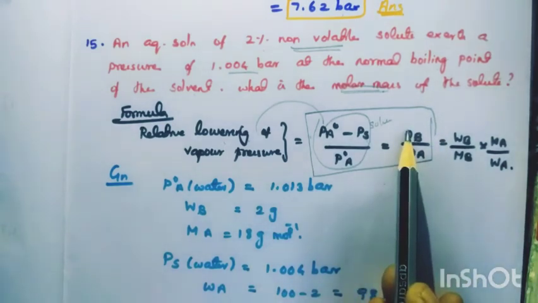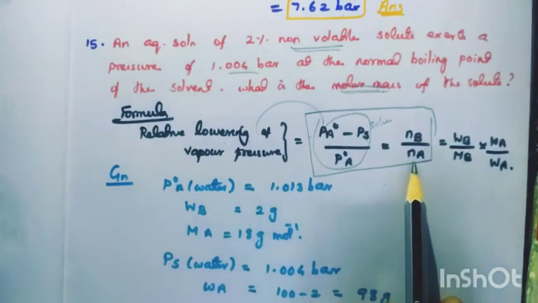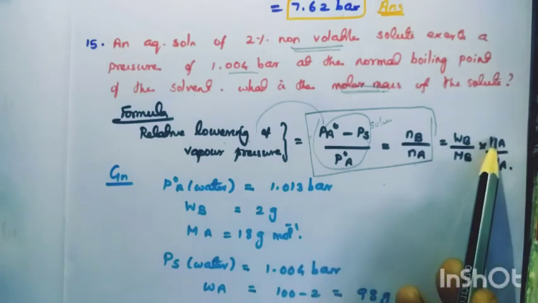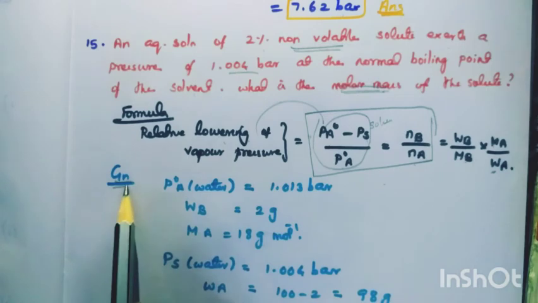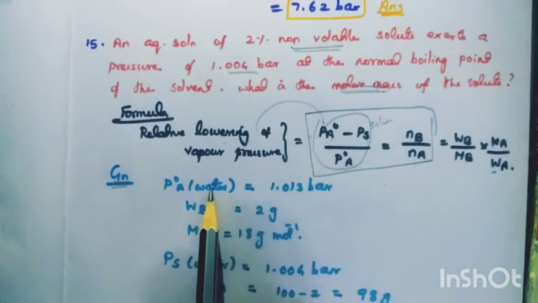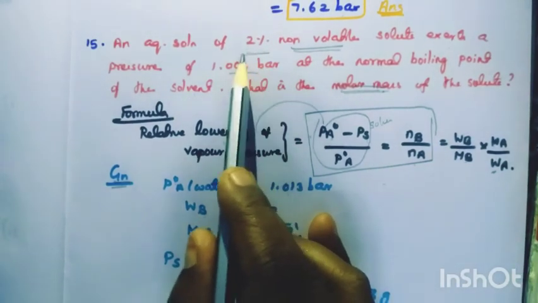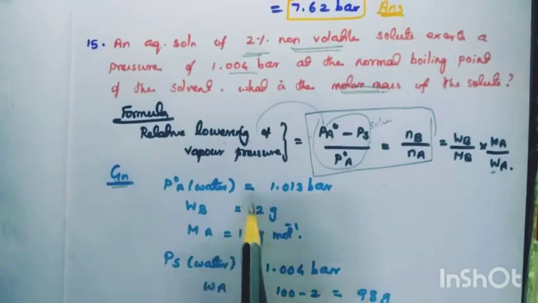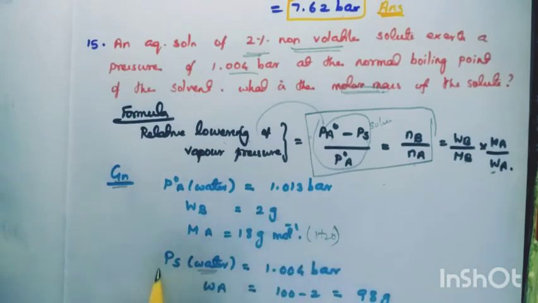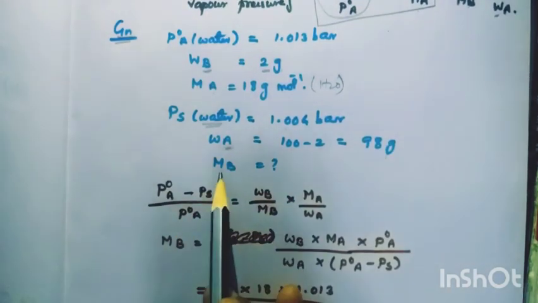Number of moles can be written as mass by molar mass. So now let's write the given. P naught A we need to know. It is water. WB 2 gram, percentage, it is explained. So 2 gram, molar mass of water 18 gram. WA, weight of solvent, 100 minus 2. B means solute. What about the solvent? 100 minus 2, 98 gram. So what is the molar mass?